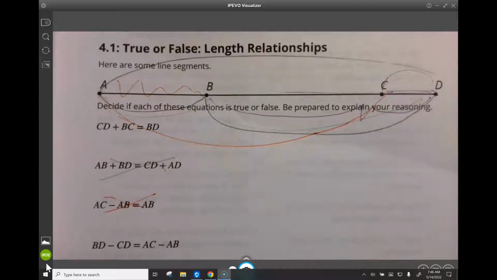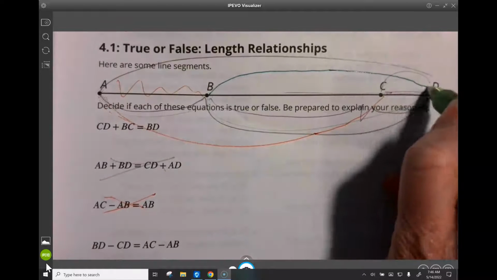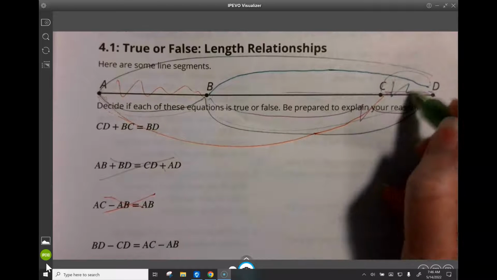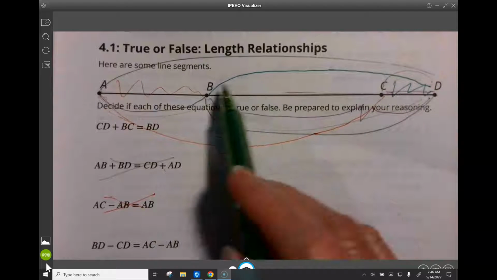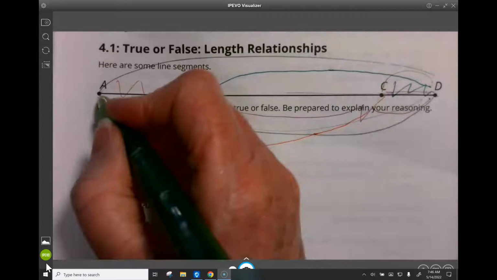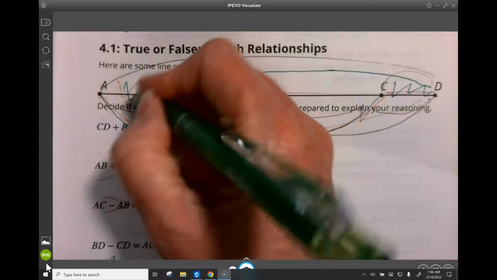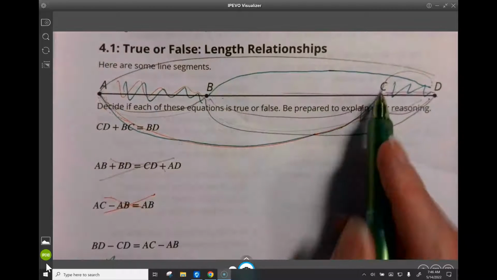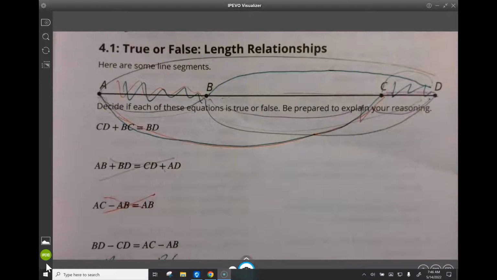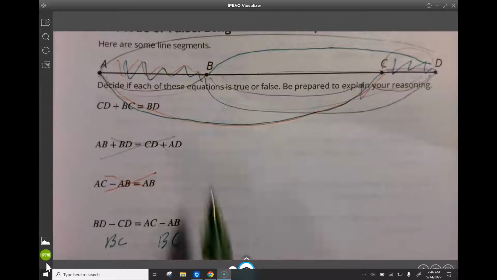Now we have BD, and I'm going to subtract off CD. So all I have left is BC here, because I took off CD, so I'm going to write that down. Now I have AC, and I'm going to take off AB. So what do I have left? I have BC left. Oops, sorry. So that one works. That's just showing you on segments.